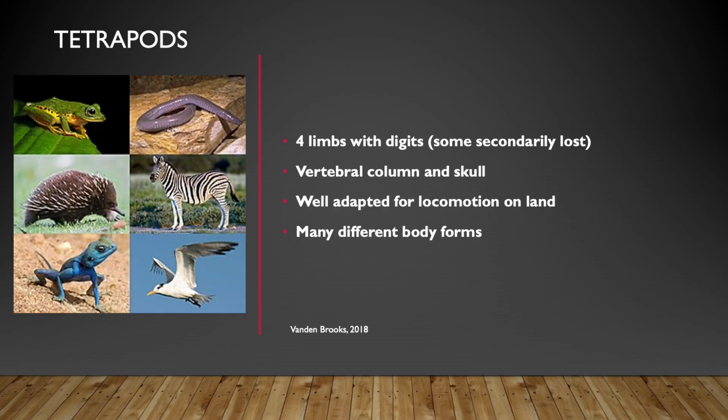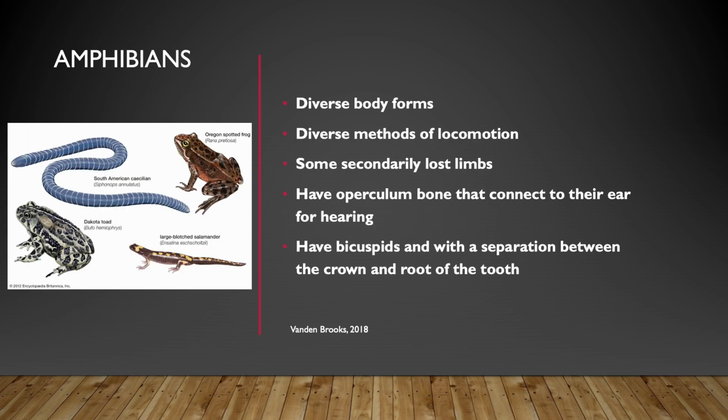Tetrapods are varied in their formation and movement, but they all possess 4 limbs with digits, though some species have secondarily lost their limbs. They also share the trait of a vertebral column and a skull built for stability. They are well adapted for locomotion on land. Some have their limbs under their bodies, while others remain out to the side, but they have all developed ways to move and breathe efficiently. Citation Vandenbroek 2018.